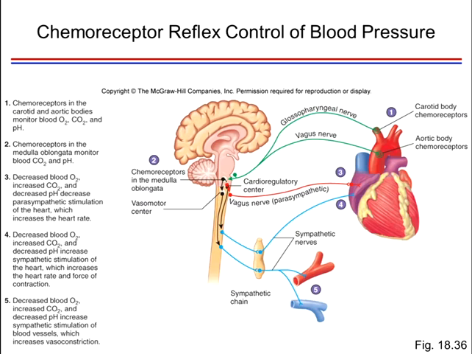Okay, but the chemoreceptors, the peripheral ones are located in the periphery. The central chemoreceptors are going to be located in the medulla oblongata, and it's the central chemoreceptors that are monitoring CO2 and pH. So it's just important to remember that.